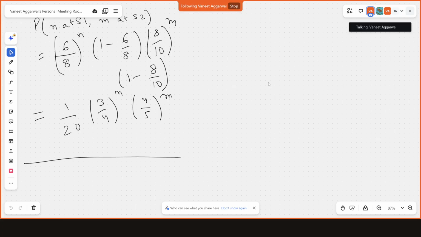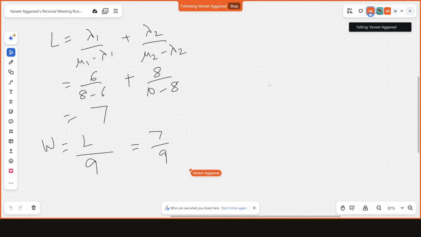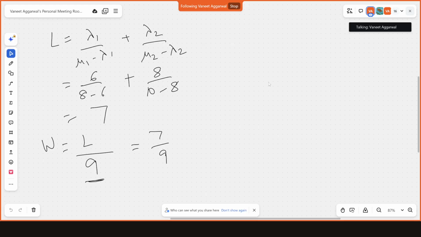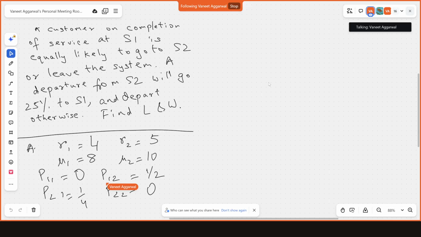Any questions on this example? Why was W, L divided by 9? Great question. This is the overall arrival rate, and the arrival rate is the total external arrival rate, and the external arrival rate is the sum of the r's. So in our problem, the sum of r's is 4 plus 5, which is 9.